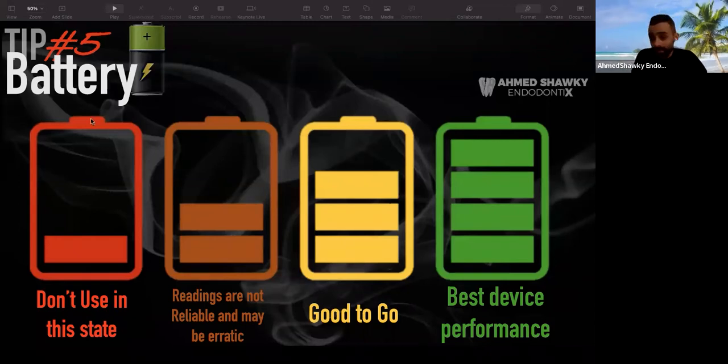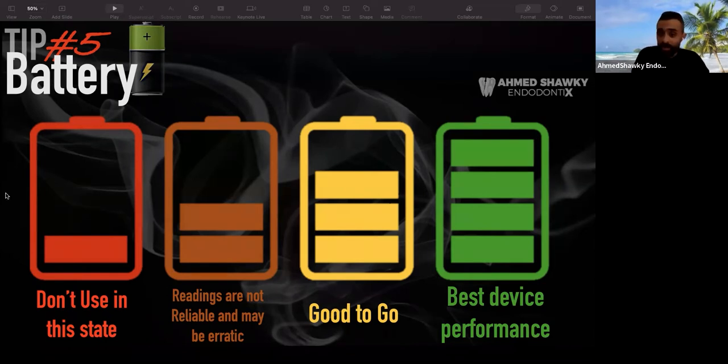Tip number five is about the battery. In case of the ZRF, we have both in one device, but when your device shows one signal for the battery, don't use it. You can use it with the files because the file rotates, although it has some disadvantage because it may affect the torque of the file and the motion. But with the apex locator, never use the device in this state because it will not give proper readings.